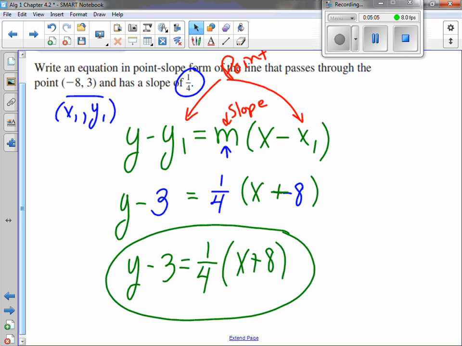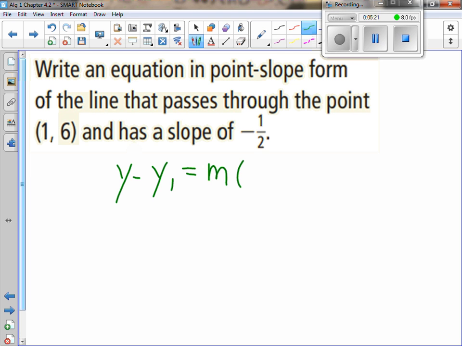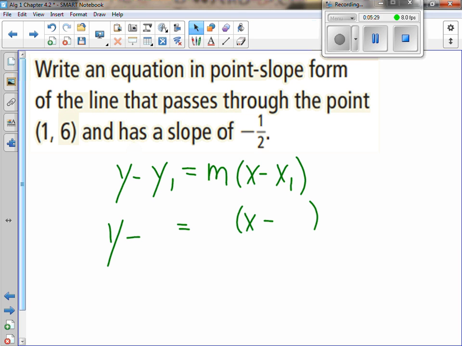Questions on this here so far? We've got to look at the next one. Okay, write an equation in point-slope form of the line passing through the point 1, 6 and has a slope of negative 1/2. So again, we're still using y minus y1 equals m times x minus x1. To find the equation, we're plugging in the values for the slope and the point.